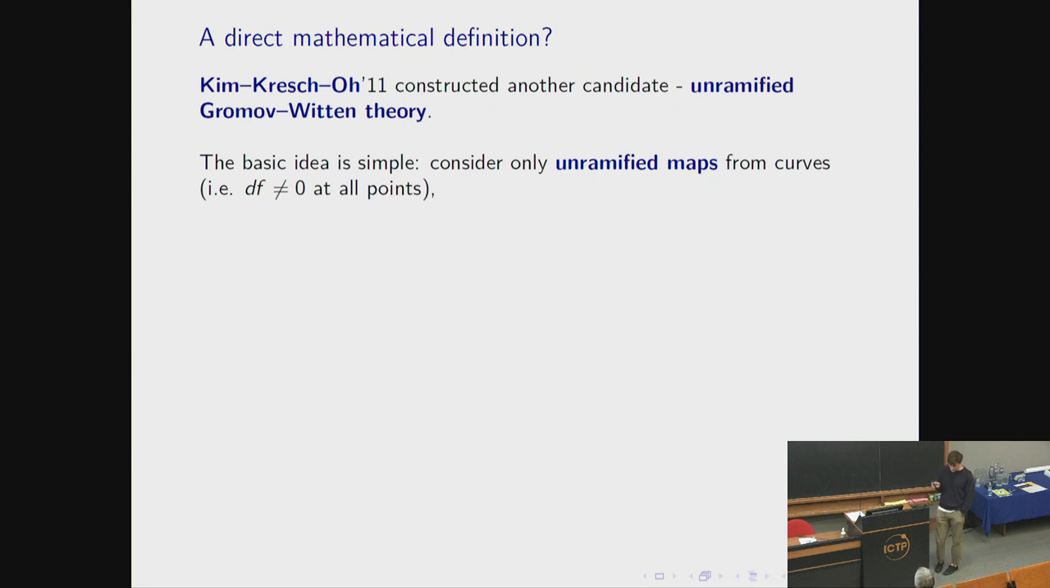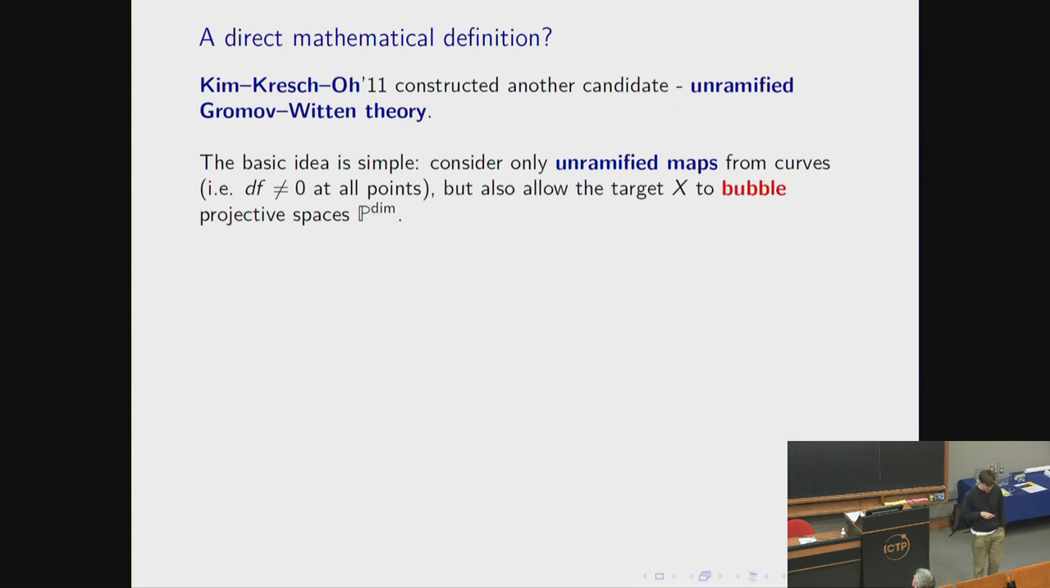Multiple covers are difficult, but contracted components are, in some sense, much more geometric, because you can remove them by the following condition. You just require that your maps are unramified, so their differential is non-zero at all points, or in other words, your map is a submersion. In differential geometric terms, this is just a submersion. So let's consider just submersions from curves to our target. The difficult part is that you cannot just take a closure of such maps inside the space of stable maps; you will not be able to integrate over this space, and so we have to do something funky.